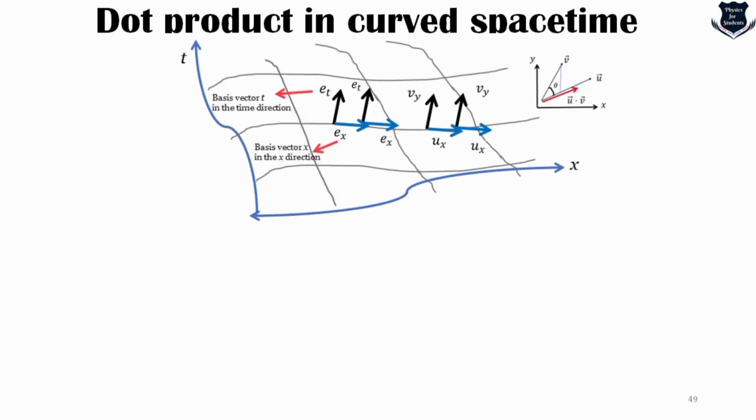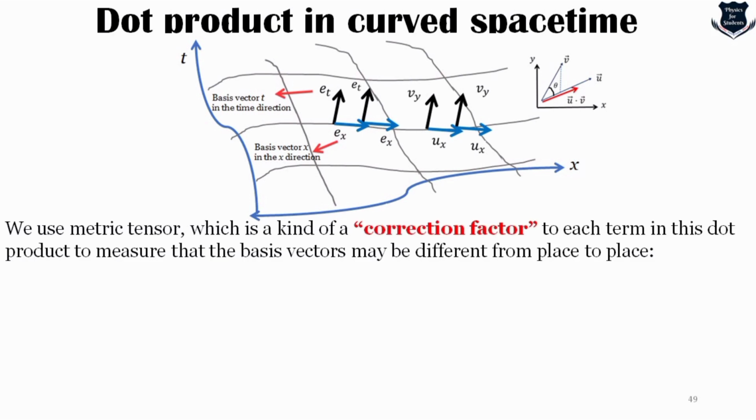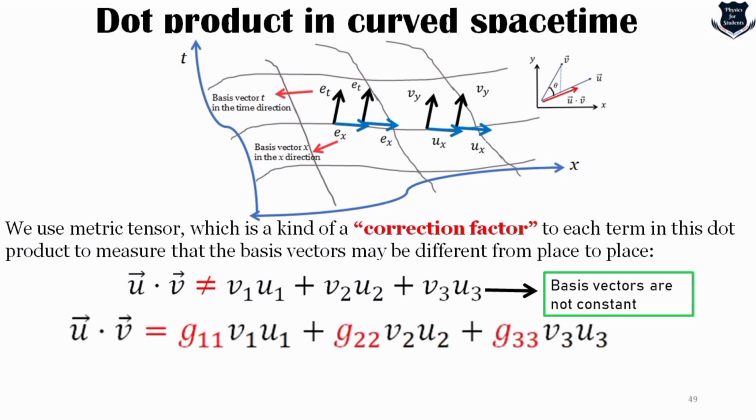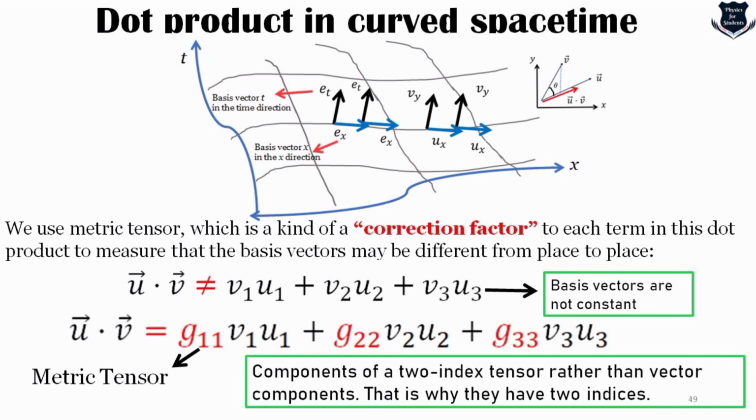Here you can see how the dot product actually measures the movement of the vector along the curved space-time. We follow the same kind of illustration. We use the metric tensor now, which is the g, a correction factor to each term in the dot product. That means basis vectors may be different from place to place, and because basis vectors are not constant, because we are not dealing with orthogonal perpendicular planes, we are dealing with curved space-time. This is the one which gives us the answer, and g is the metric tensor, which shows the components of a two-index tensor rather than vector components.